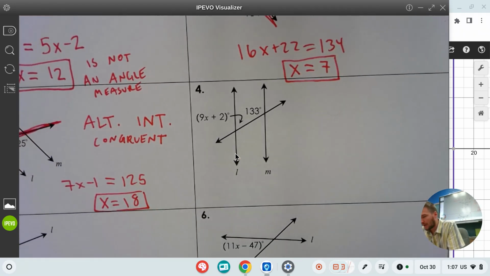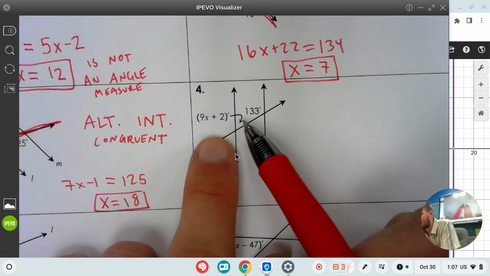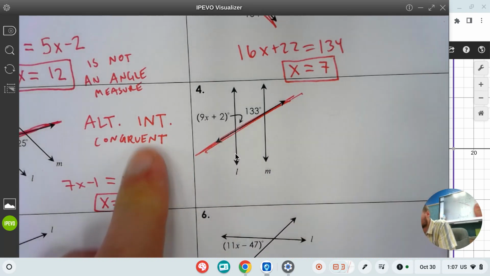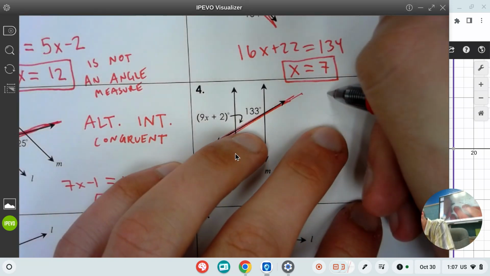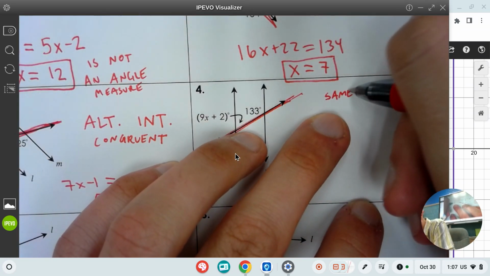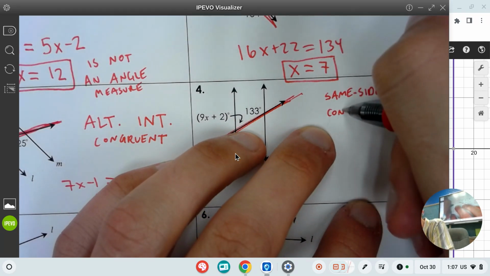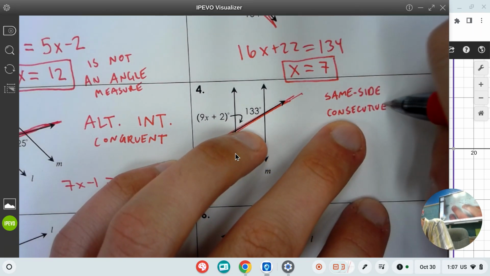Number 4. Again, it's kind of ugly. We got these arrows. How would you consider these two? If I look at the transversal, are we on alternate sides or same sides? Same sides. The other word for same sides is consecutive. So I'll write both just because it's a good idea for us to warm it up on a Monday. But same sides is the same thing as consecutive.